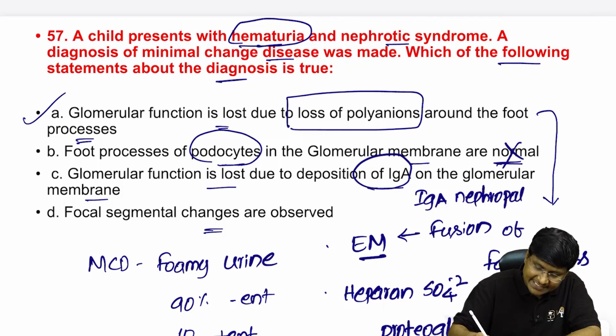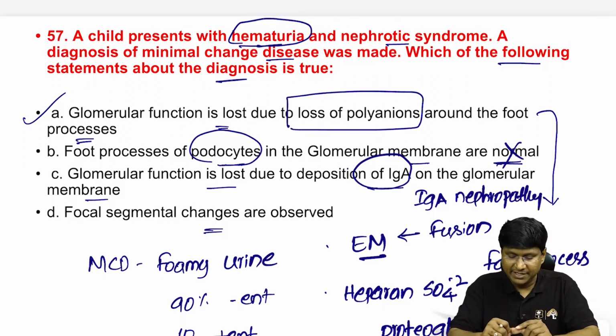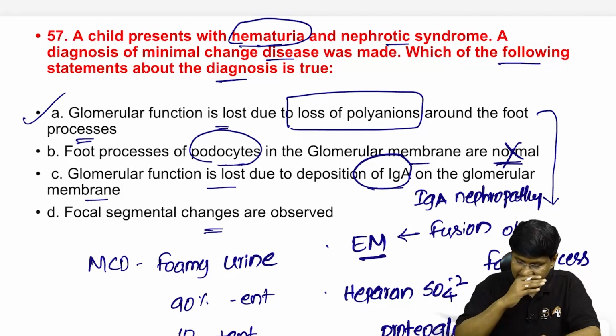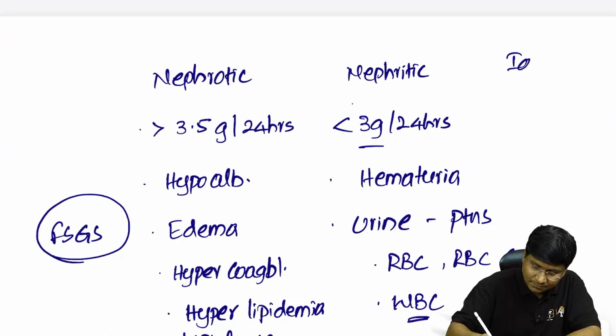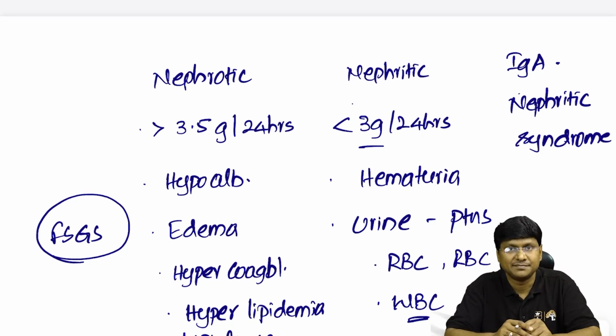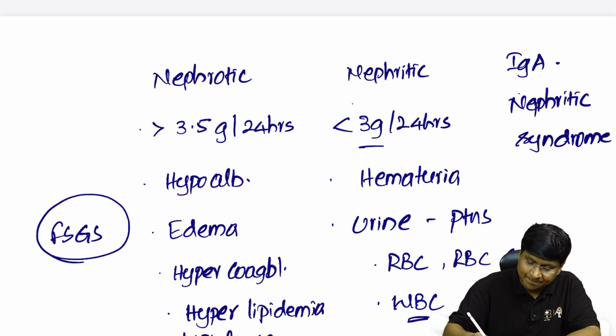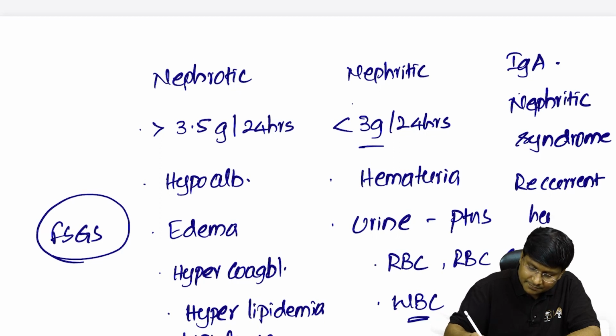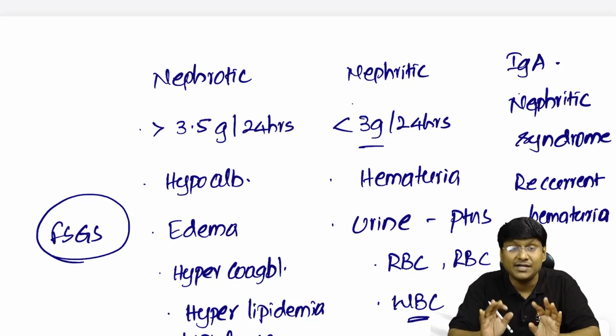Okay, so in patients with IgA nephropathy, you have the IgA being deposited within the glomerular membrane, and this IgA nephropathy is called Berger's disease, right? These patients with IgA nephropathy have nephritic syndrome. And in case of IgA nephropathy, the clinical manifestation will be in the form of recurrent hematuria, and that too recurrent gross hematuria will be there.